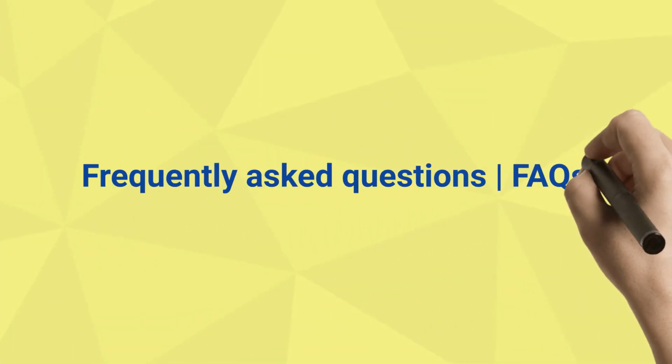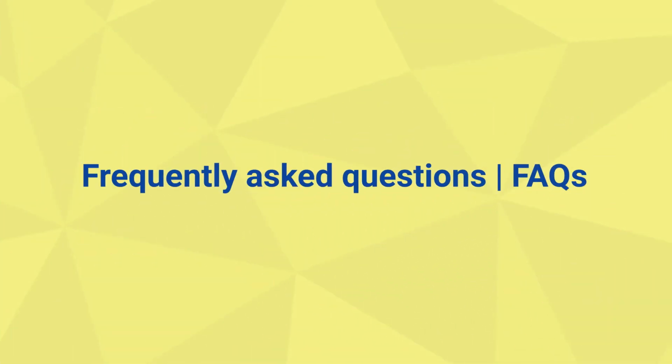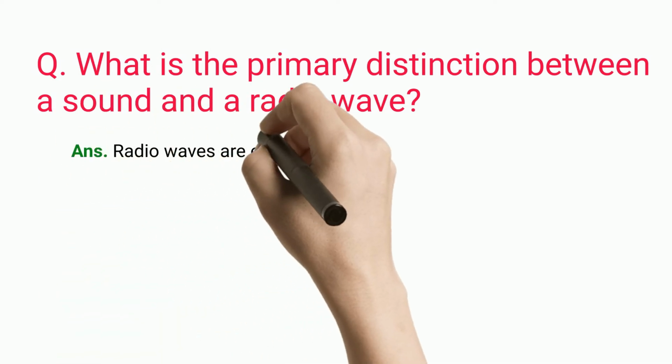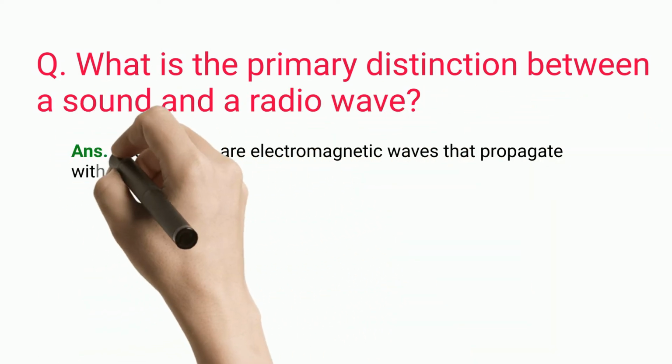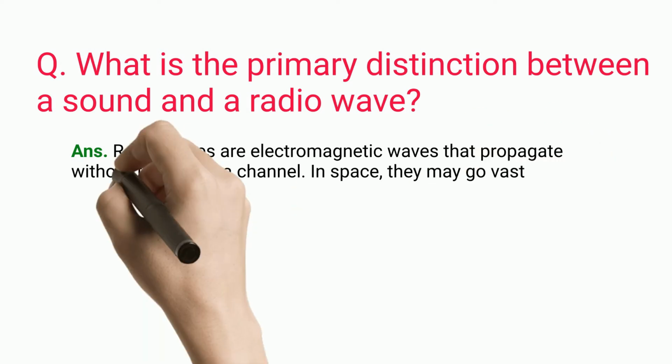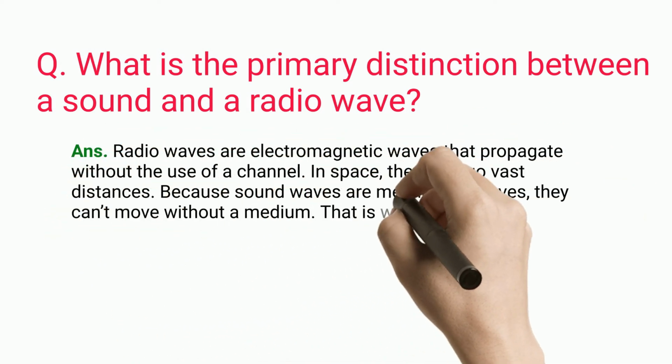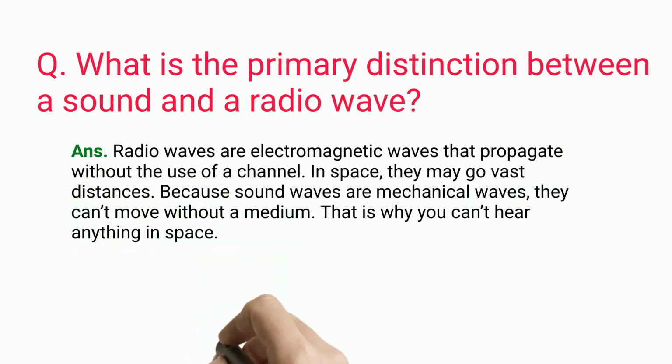Frequently asked questions, FAQs. Q. What is the primary distinction between a sound and a radio wave? ANS. Radio waves are electromagnetic waves that propagate without the use of a medium. In space, they may go vast distances. Because sound waves are mechanical waves, they cannot move without a medium. That is why you cannot hear anything in space.